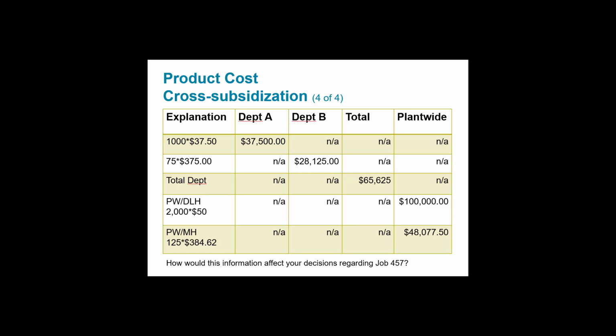Let's compare this now to the plant-wide rate. So if we use the departmental rates, I've got 37,500 plus 28,125, a total of 65,625 that was allocated. Okay, if we use the plant-wide rate based on direct labor hours, it would be 100,000. And if we used a plant-wide rate based on machine hours, it would be 48,000. Okay, so you've got these three crazy numbers and you're trying to use these numbers to make decisions, it would be a real problem. Okay.